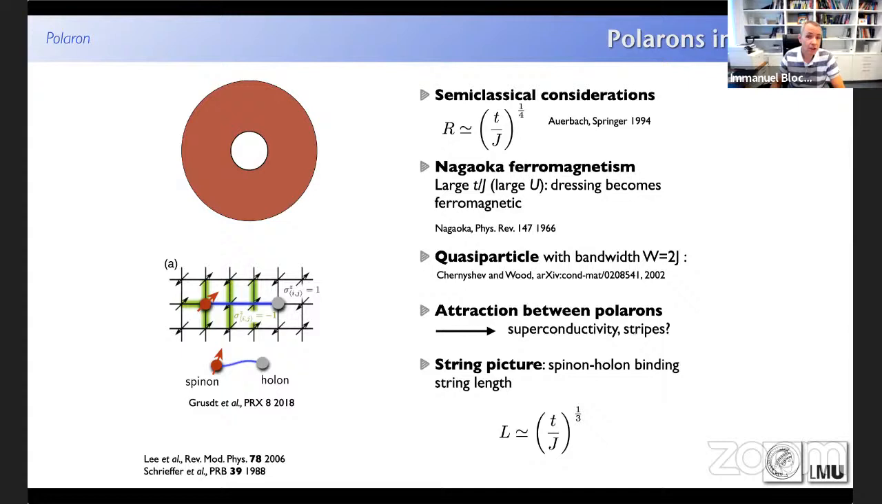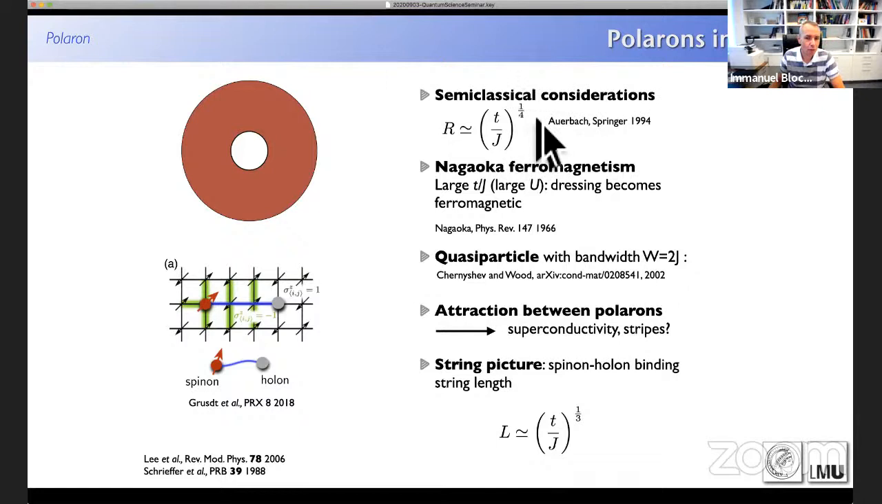So you would not be surprised to learn that if you want to calculate the size of this polaron, it will actually be a competition of kinetic energy, which is given by the parameter T here, and the magnetic energy cost in the system, which is given by J here. And if you work it out in a few lines on paper, you would come up with the result that this should scale with the fourth root of the ratio T over J.